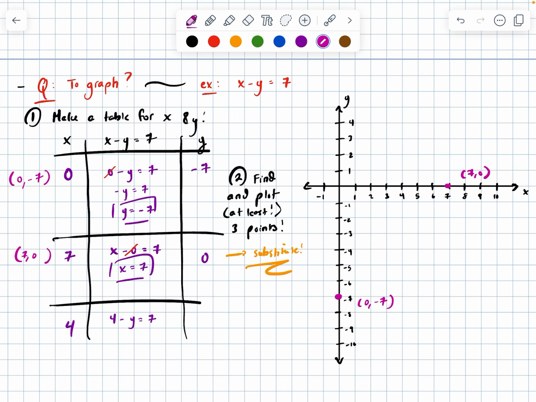Okay, well then let's plug in 4 for x. So then we would say 4 minus y equals 7. Solve for y for me. 4 is equal to 7. No, I'm going to solve for y.